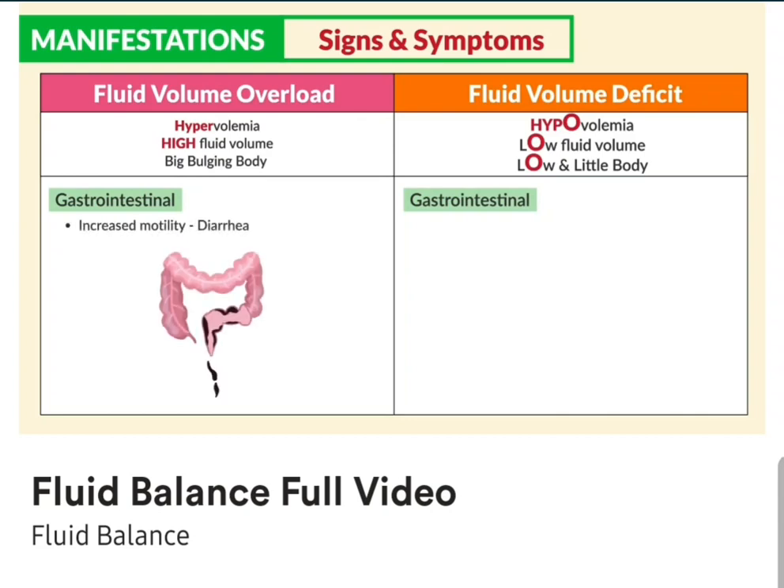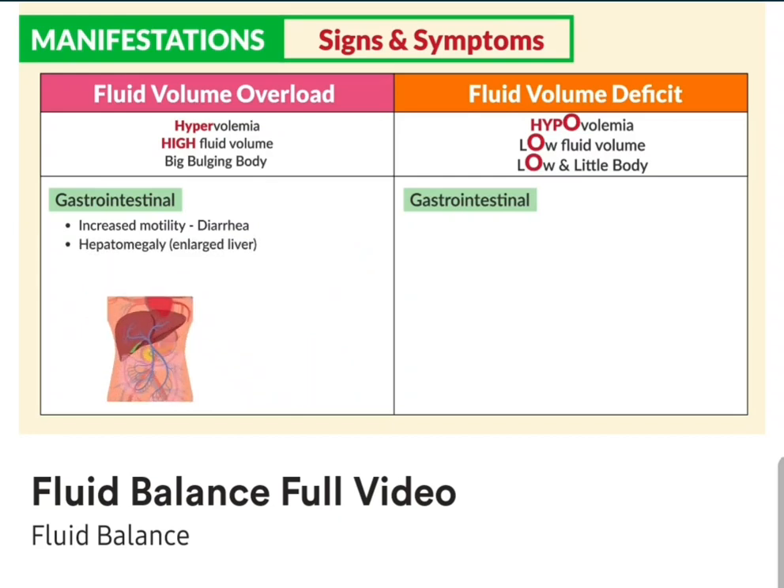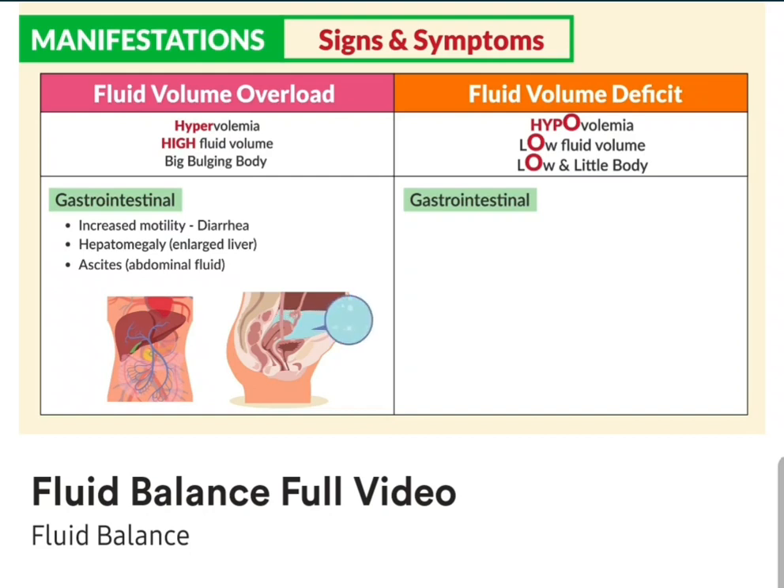Now for GI, the gastrointestinal, for fluid volume overload. Increased motility leads to diarrhea. So again, just think about the patho here. The intestines get filled up with fluid, making the bowels like a big old water slide. Yahoo! And we also see hepatomegaly, an enlarged liver, and even ascites, where the abdominal cavity gets filled with fluid. Just think about it. This excess fluid has nowhere to go, so it starts filling up the organs.